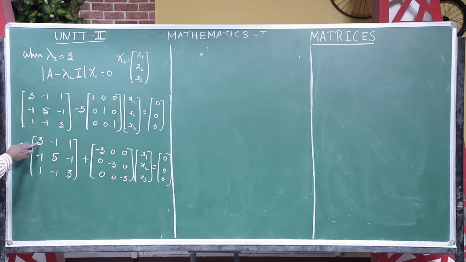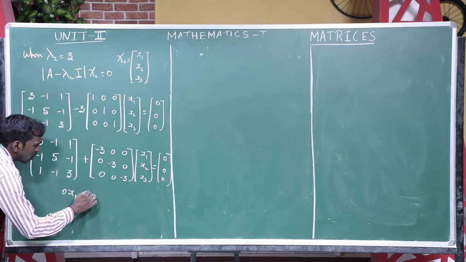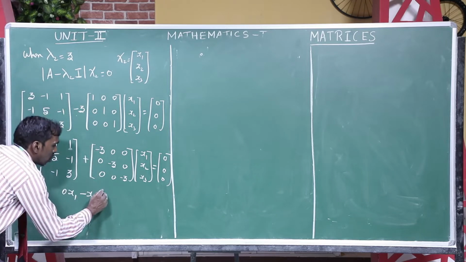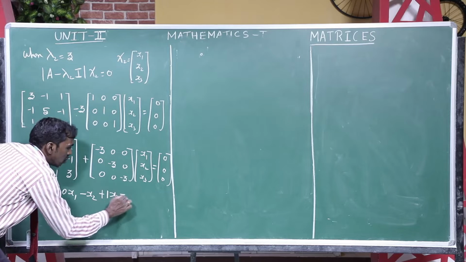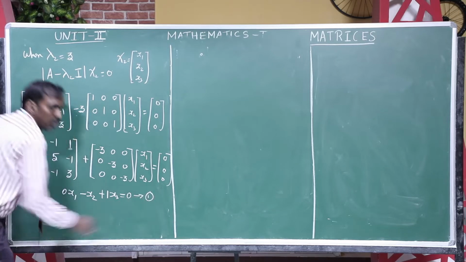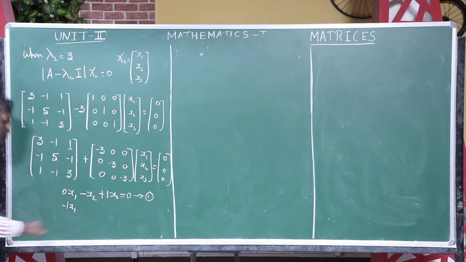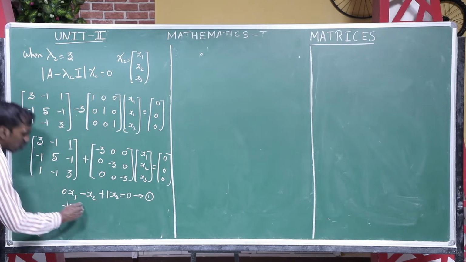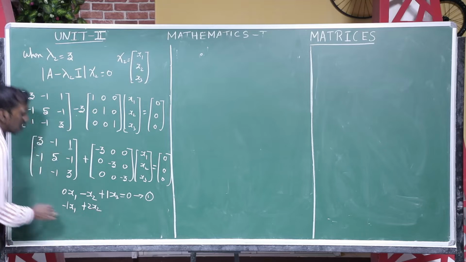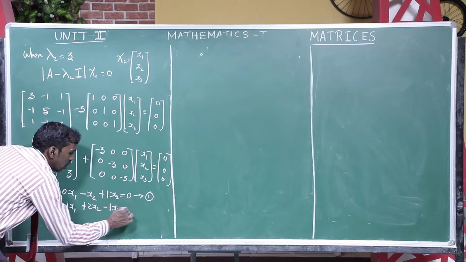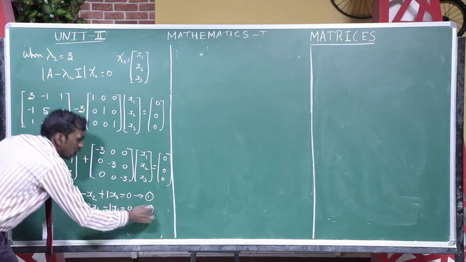So here 3 minus 3 is 0, so 0 x1. Next, minus 1 plus 0 will be minus x2. Then 1 plus 0 will be 1, so 1 x3 equals 0. This is equation number 1. Similarly, minus 1 plus 0 will be minus 1 x1. Next, 5 minus 3 will be 2, so 2 x2. Then minus 1 plus 0 will be minus 1 x3 equals 0. This is equation number 2.